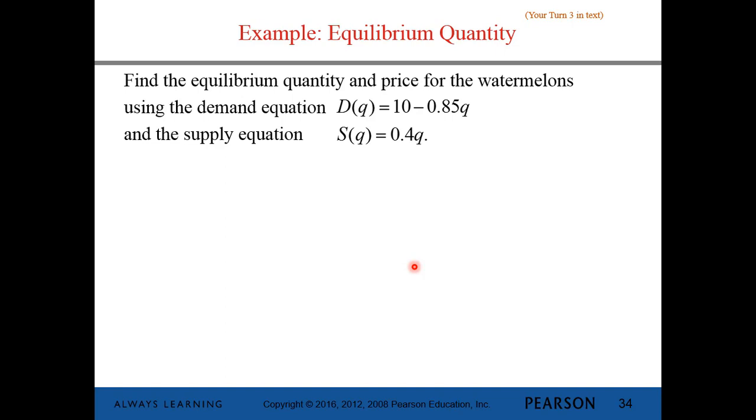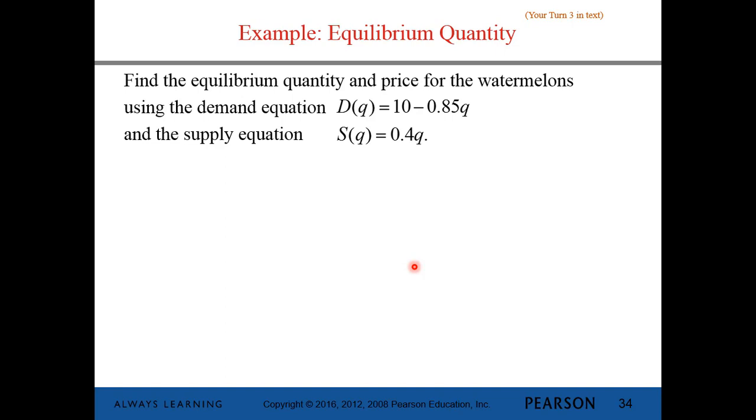So now there's something called an equilibrium quantity, or an equilibrium price. What does that mean? It's where the demand for watermelons and the supply for watermelons are equal. And we want to find out, hey, what is that price and what is that quantity? What is the equilibrium quantity and the equilibrium price? In other words, what price would we need to sell these at so that the demand and the supply are both the same?